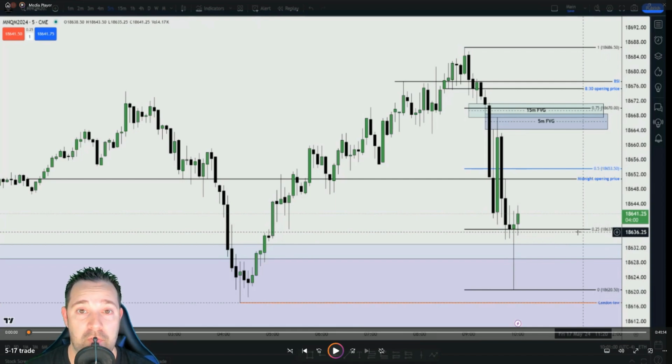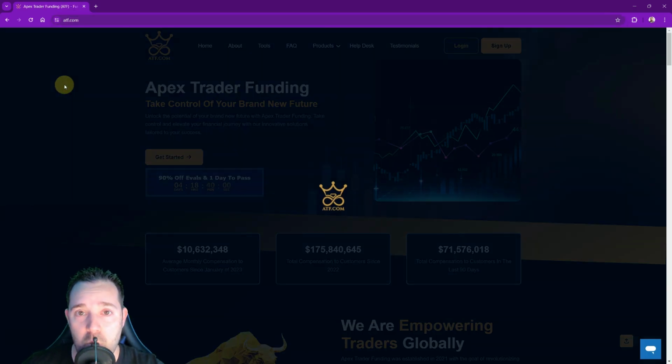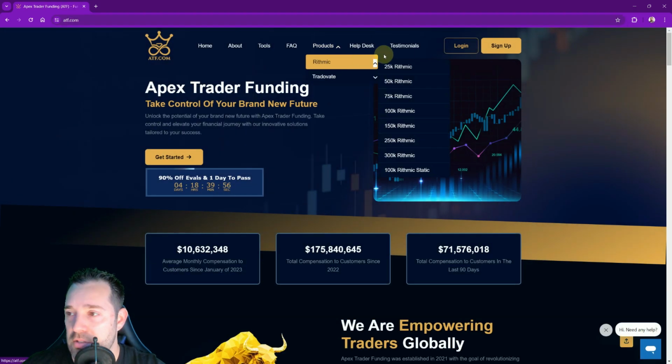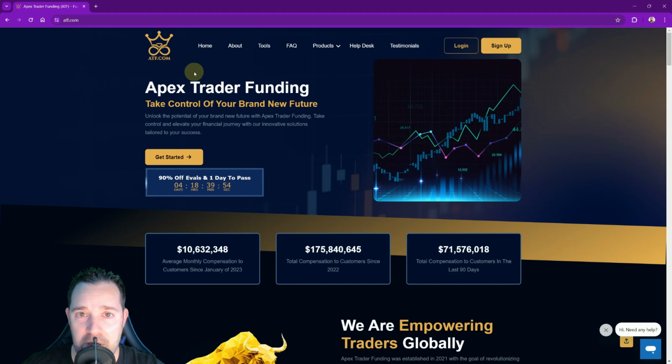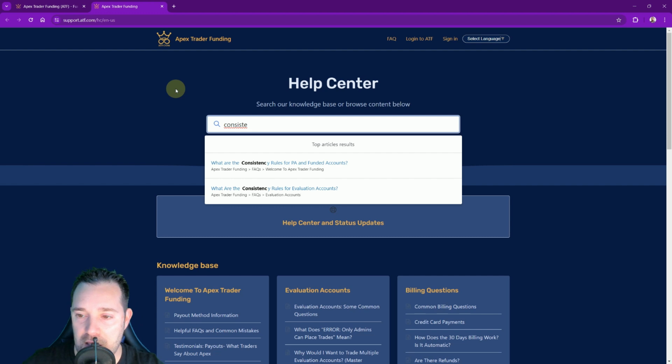So if you are not familiar, pull up the FAQ on Apex Trader Funding. Let me do that really quick, so I can show you where to look. Okay, so go to apextraderfunding.com, ATF.com. Go to FAQ right here. Click that. Type in consistency. Right here, what are the consistency rules for PA and funded accounts? You want to click that.